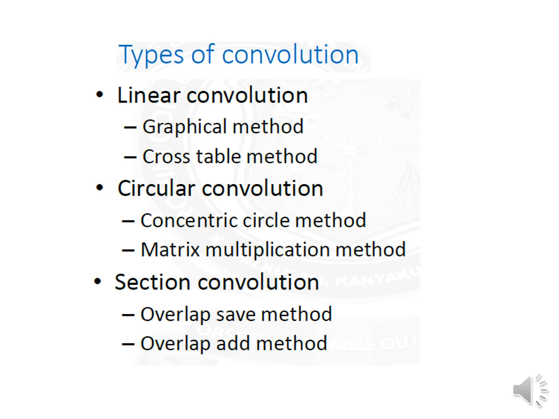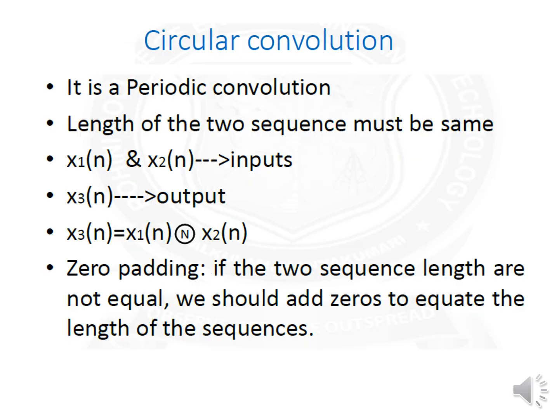Now we can see the types of convolution. There are three types of convolution. First one is linear convolution. It is classified into graphical method and cross table method. Then circular convolution, which is classified into concentric circle method and matrix multiplication method. And the last one is section convolution. It is again classified into overlap save method and overlap add method.